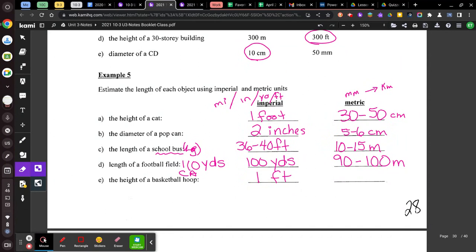Okay. Now, feet is going to be the same as we talked about with meters, only it's going to be 3 times less in meters. So what's the closest number to 10 that will divide by 3? 9. I gave you the answer. So it's about 9 meters. Gotta love when your teacher gives you the answer right away. Okay, this concludes estimating in imperial and metric.